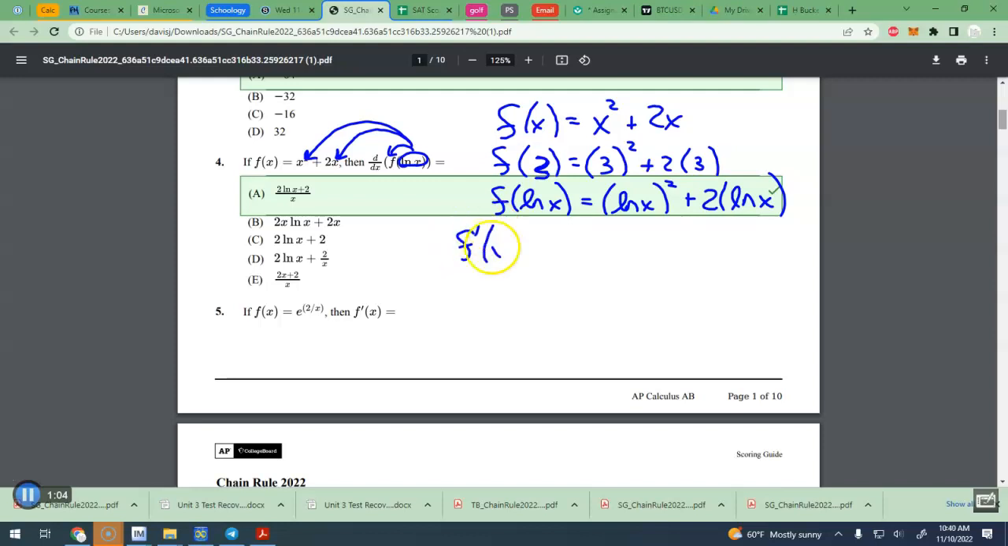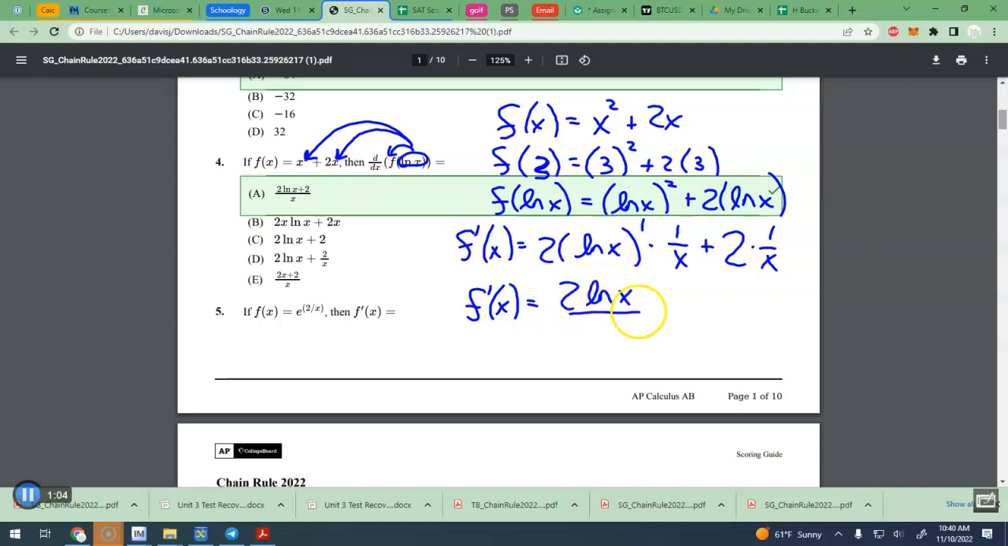So from that point, you got 2 is your big guy, bring it down, reduce by 1, you leave the inside alone. Then you multiply by the derivative of the inside, so your g prime piece, so this is 1 over x. Plus, that 2 in front of a function just drops, then what's the derivative of ln of x? It's 1 over x. I know that's not going to be there, so I'm just going to start to clean it up a little bit and see what happens. So this I can rewrite as 2 ln of x over x, and this I can write as 2 over x.